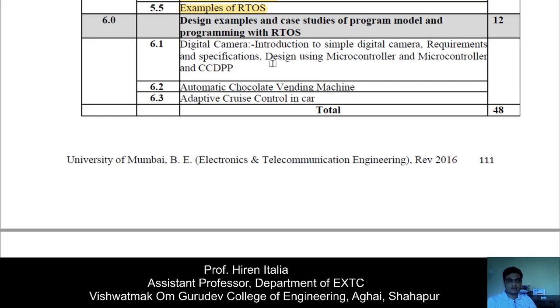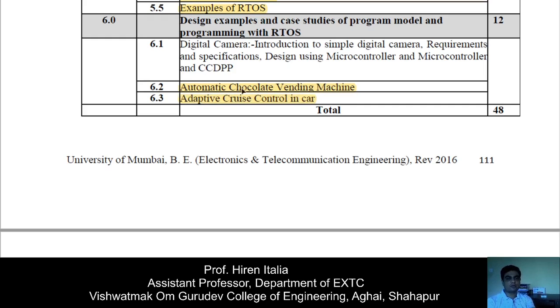How to design that? As we know, a digital camera is one type of embedded system. So how to design it? What are the requirements? What are the specifications of the embedded system? That we have to study here. The next point in that is an automatic chocolate vending machine. So this we have to study: how the chocolates are produced, how the chocolates are made, and how they are packed, and we are ready to sell to the customers. That we have to study.